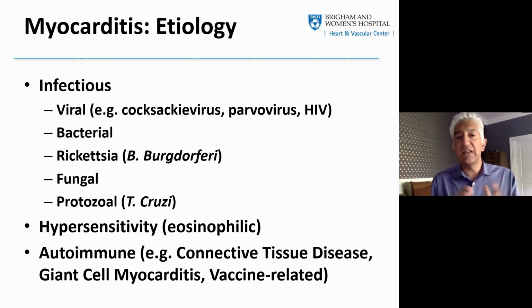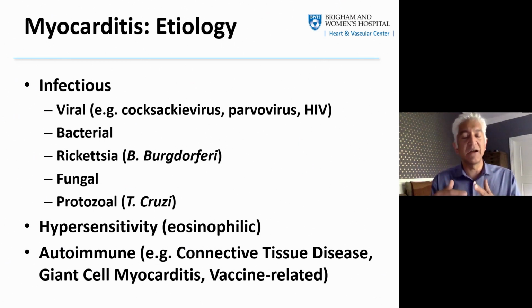A number of etiologies are implicated, but most commonly they are viral. And we think about Coxsackie virus, parvovirus, and HIV as potential entities. Remember, COVID-19 is now on this list as well. Bacterial causes are pretty less likely. Borrelia infection, Lyme, can be a cause of infectious myocarditis. And there are a number of other causes.